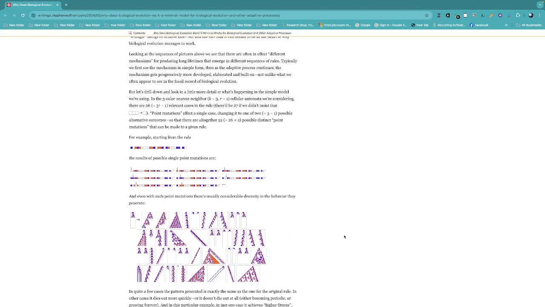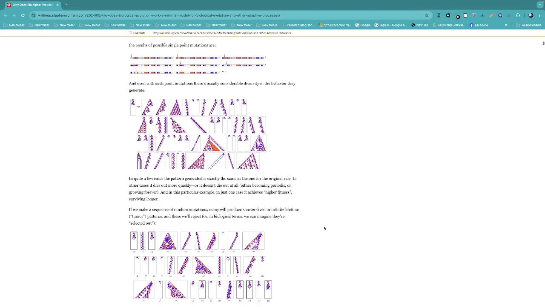So again, these are just point mutations. This is just changing a single cell. And then when you change a single cell and you keep evolving the system and changing another cell, you end up with a combinatorial explosion of possible point mutations and diversity in behavioral outcomes. So we see that from this seed, we can mutate in different ways at the beginning of it, and we can end up with all these different behaviors.